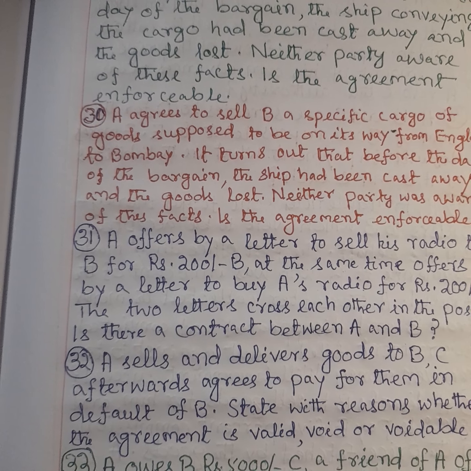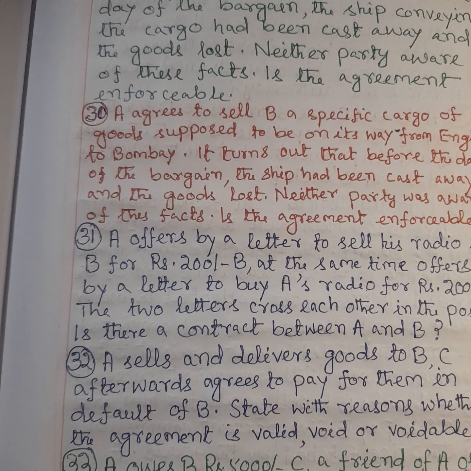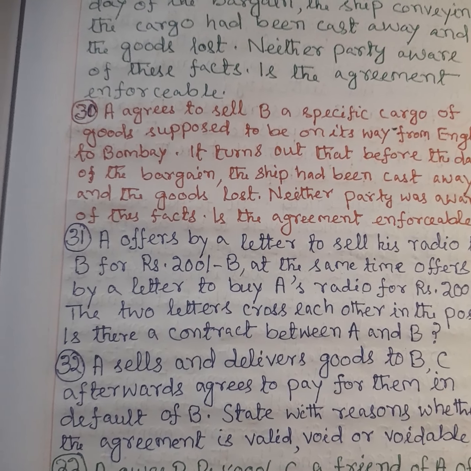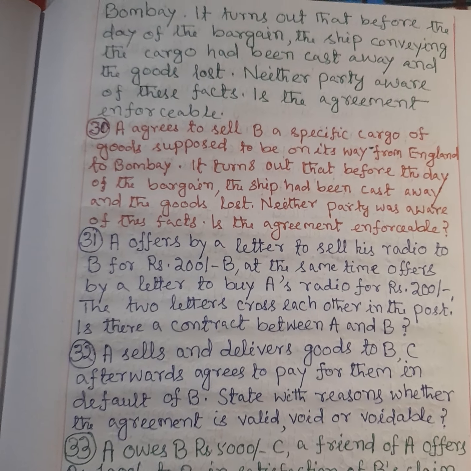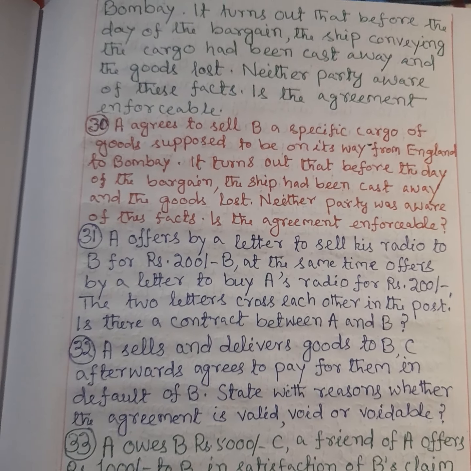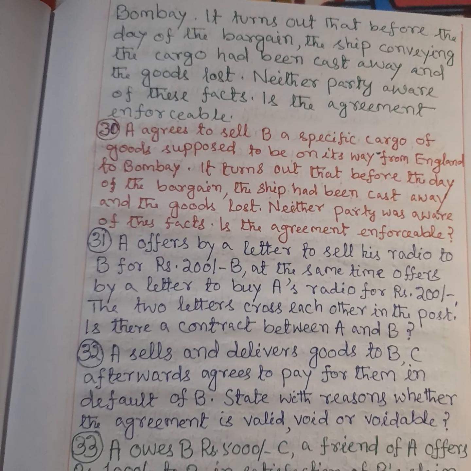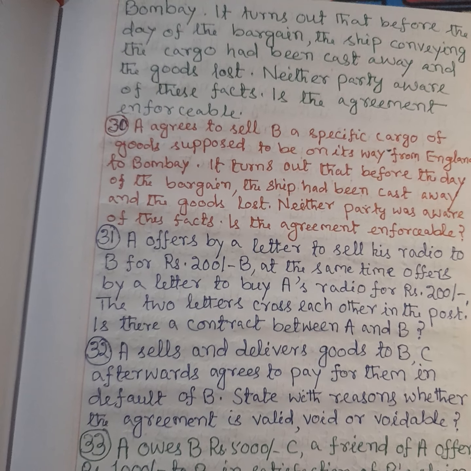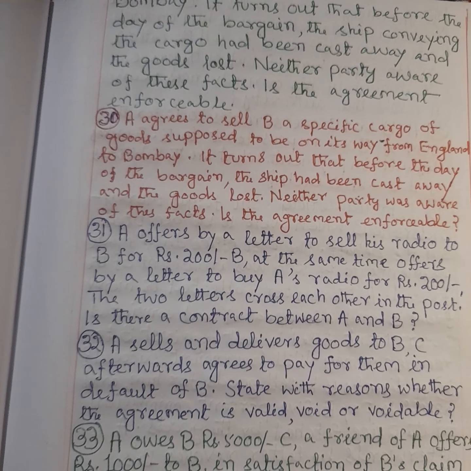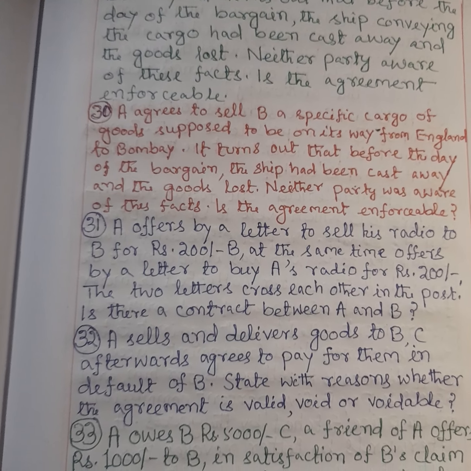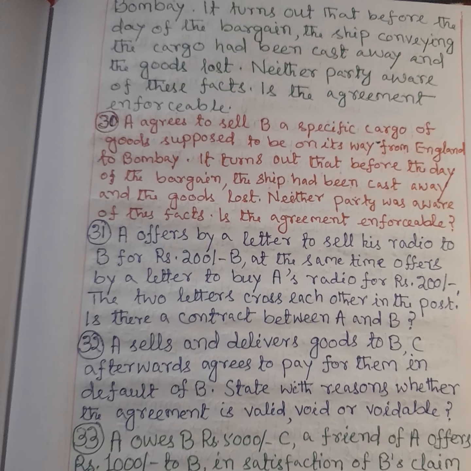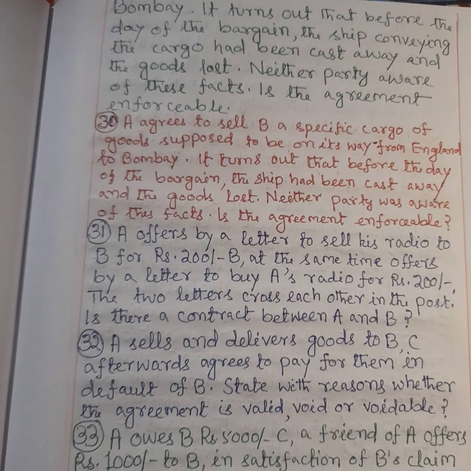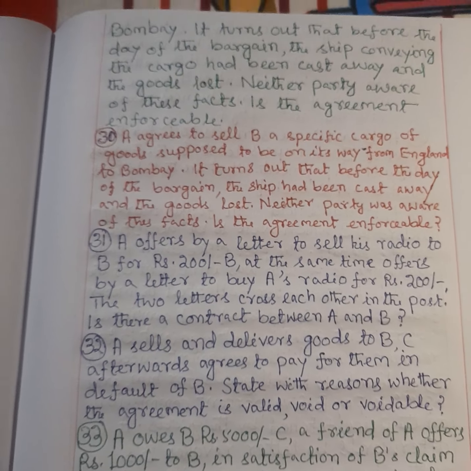So here both A and B were under the impression that the goods to be sold were in existence and on the way to Bombay. This was a mistake, as the goods were already lost. This mistake was as to a matter of fact which was absolutely essential to the agreement. The agreement is therefore void and is not enforceable.